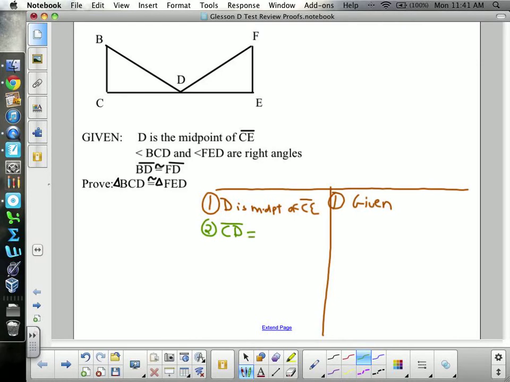Why? Because we used a word here, we use this definition over here to make a conclusion, and we mark it on our picture. Okay? So now I've got some congruent parts, I'll go to my next given. So this given's all used up.